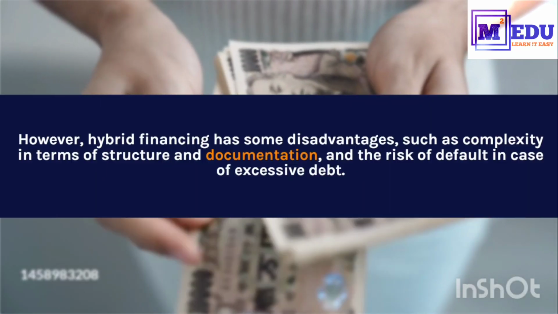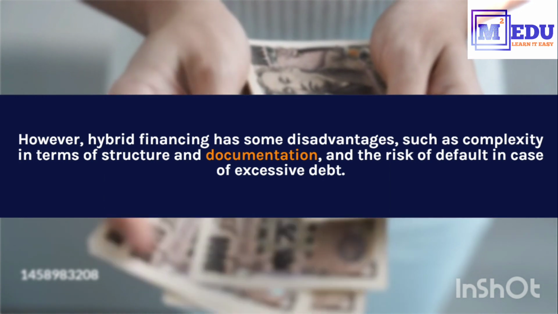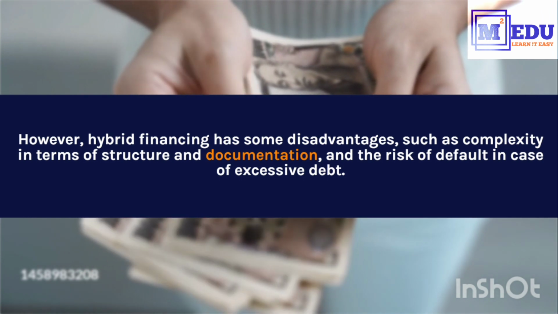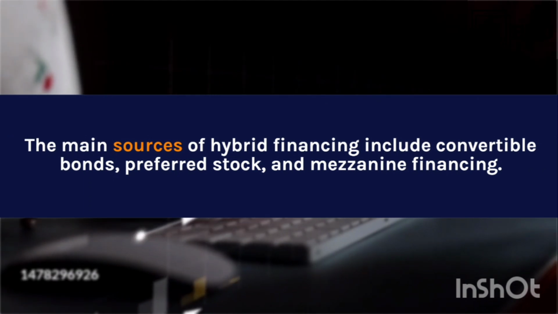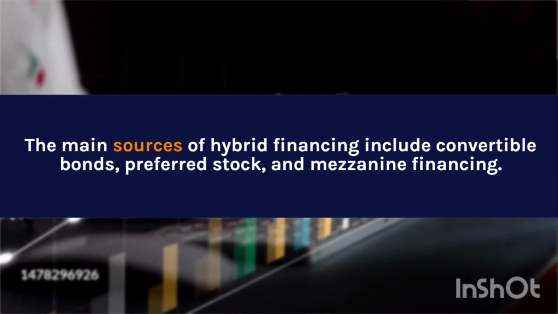However, hybrid financing has some disadvantages, such as complexity in terms of structure and documentation, and the risk of default in case of excessive debt. The main sources of hybrid financing include convertible bonds, preferred stock, and mezzanine financing.